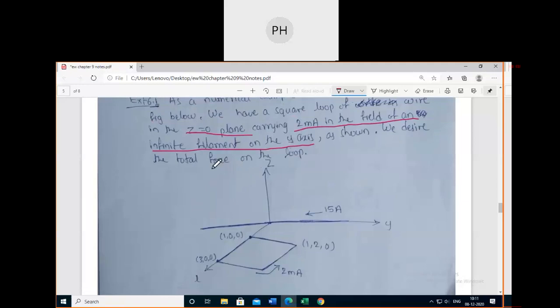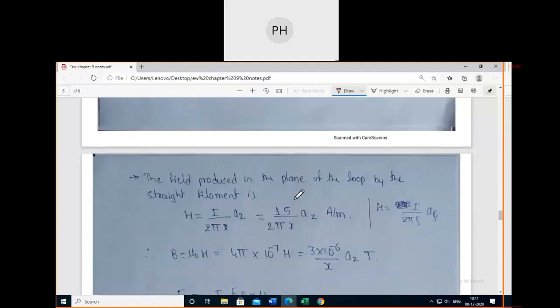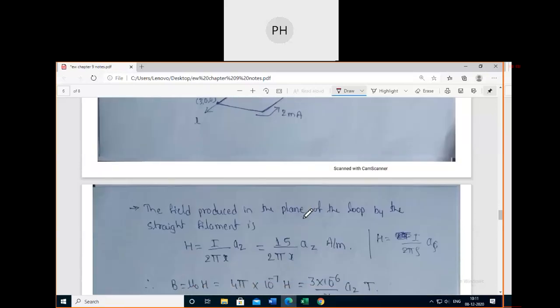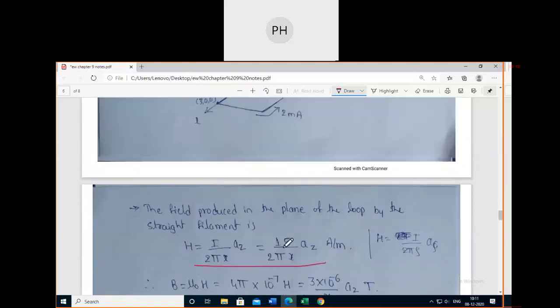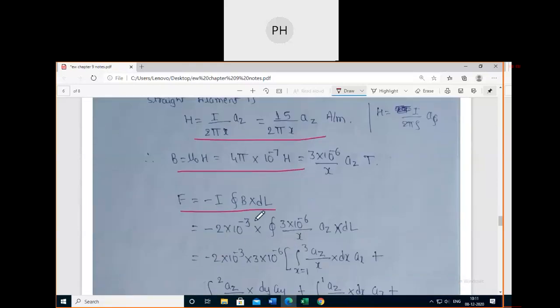We desire the total force. We have to calculate H, B, and F. So what is actually F equal to?